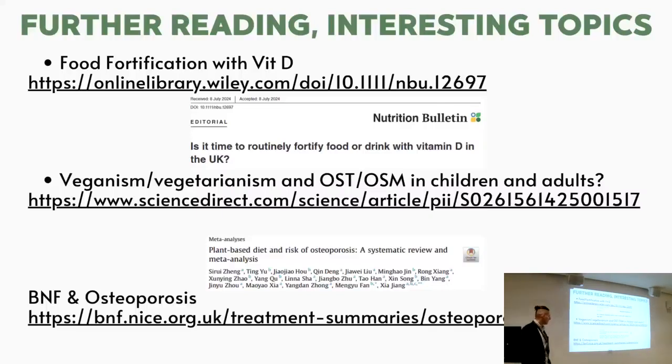Where are we at with vegetarianism and veganism with osteoporosis? This is an interesting paper here. It shows that if you're following a plant-based diet, you're at a higher risk of being deficient and of having fractures. If you have a look at the BNF, you can see some treatment guidelines related to osteoporosis.